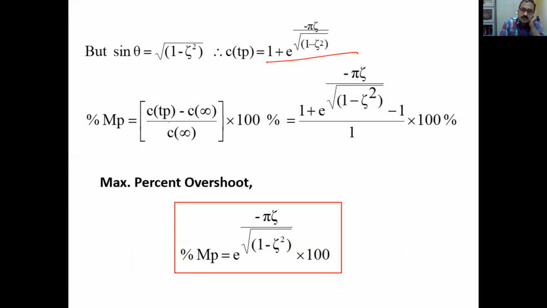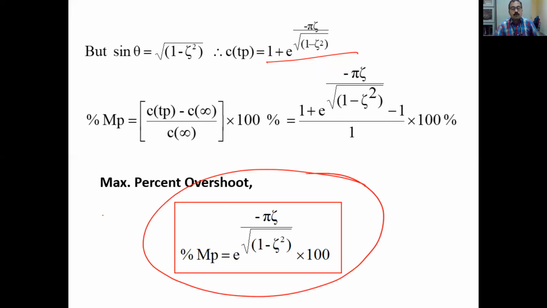Now what is percentage overshoot? CTP minus C infinity, where C infinity is 1. So 1 plus e raised to minus pi theta by root of 1 minus theta square, minus 1, whole divided by 1, into 100%. Or your percentage overshoot becomes e raised to minus pi theta whole divided by root of 1 minus theta square into 100. Okay, so what was rise time? Pi minus theta by omega d. What was peak time? Pi by omega d. What is peak overshoot? E raised to minus pi theta divided by root of 1 minus theta square into 100.